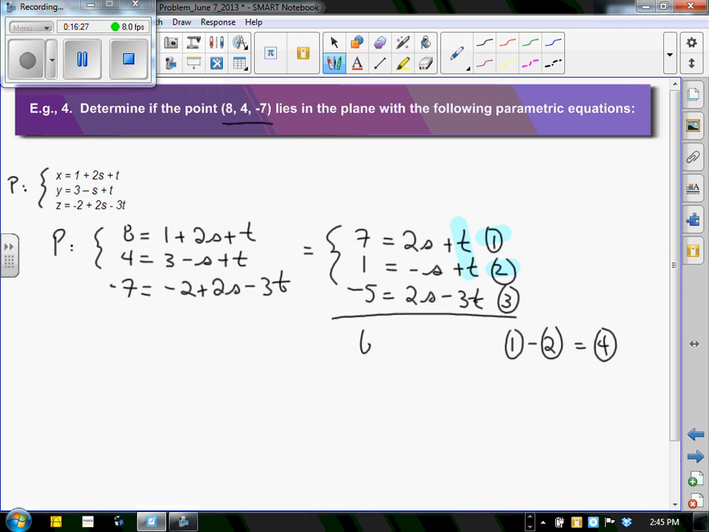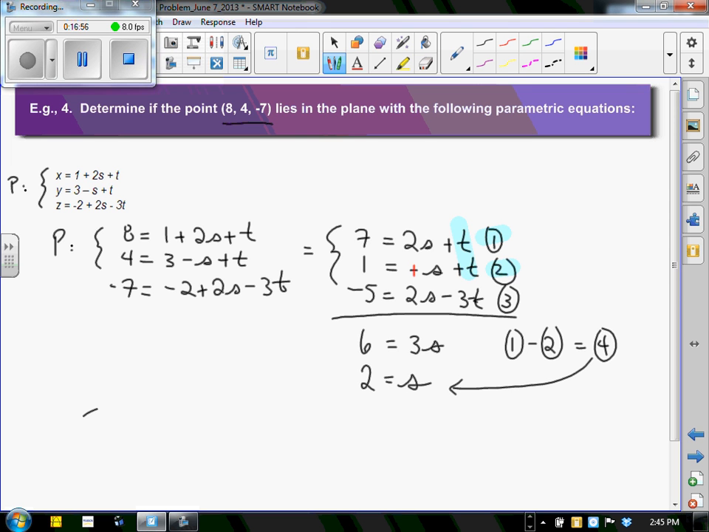7 less 1 is 6. 2s minus s. Watch the double negative on this one here. It becomes a plus s. So we'll have 3s here. And then the t's, upon subtraction, will cancel. So we're left with a solution of 2 equals s. Okay, so let's call this our number 4 in terms of an answer.